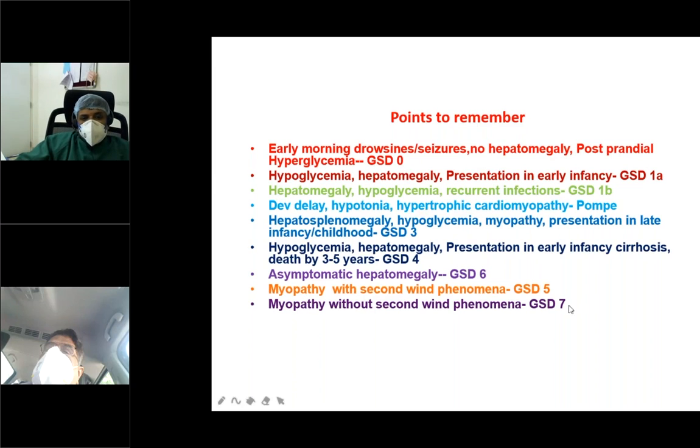The myopathies are usually GSD 5, 7, right? And type 2 is developmental delay with hypotonia and hypertrophic obstructive cardiomyopathy, that points towards the diagnosis of a Pompe disease.